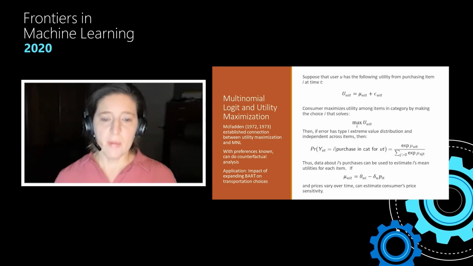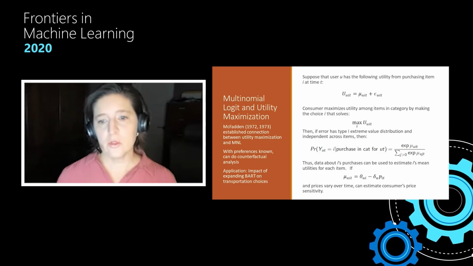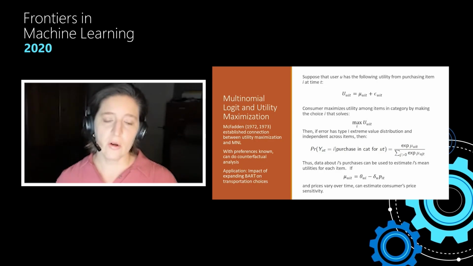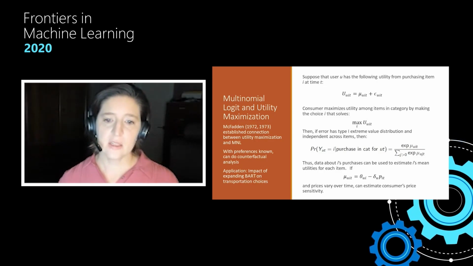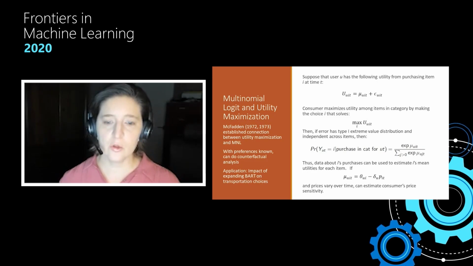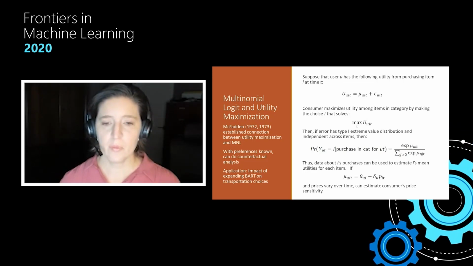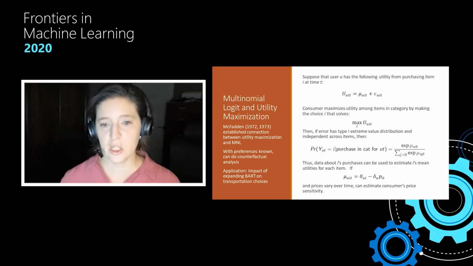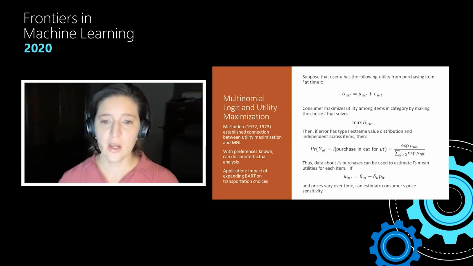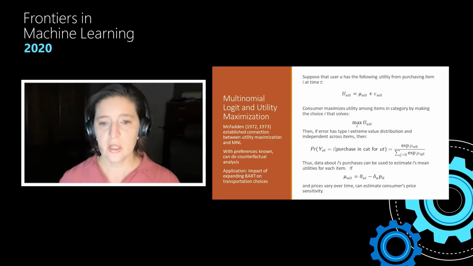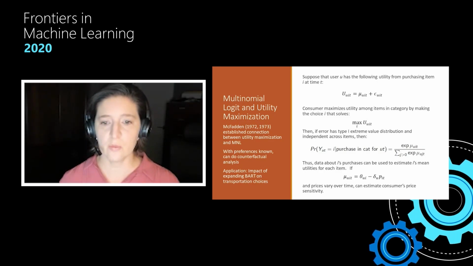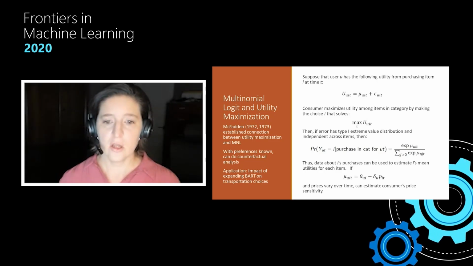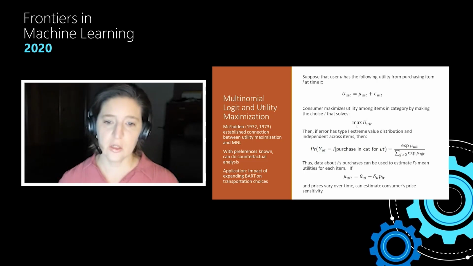So data about individual i's purchases can then be used to estimate their mean utility. And in particular, we can write their mean utility as something that depends on the item and the user, but that's constant over time. So this is just their mean utility for this item, like how much they like a certain transportation choice. And then a second term, which is the product of two terms: the price the user faces at time t for item i, and a preference parameter that's specific to the user.